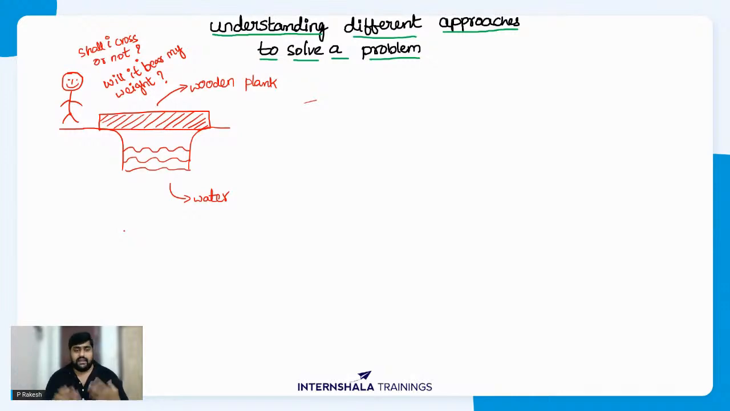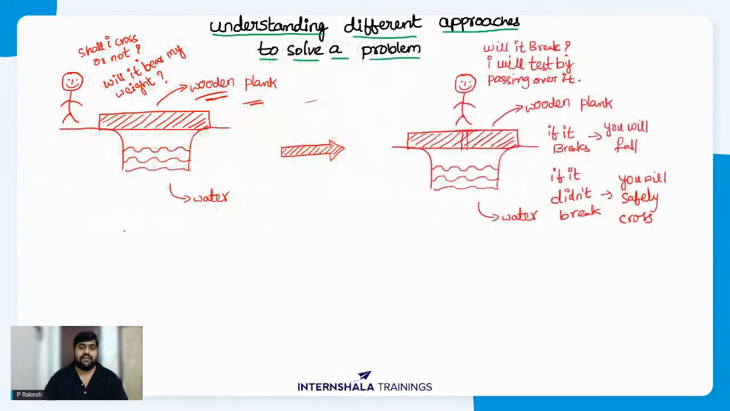Now he's getting a question: shall I cross or not? If I want to cross, will this wooden plank be able to bear my weight? He has this particular problem. Now, one way to know whether it can bear the weight or not is to perform something called experimentation. In experimentation, he will try to get onto this wooden plank and try to pass. If it is going to bear his weight, it will not break. If it is not able to bear his weight, this wooden plank or wooden beam will break and he is going to get drowned.